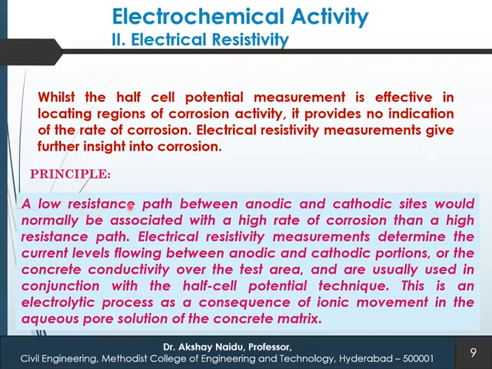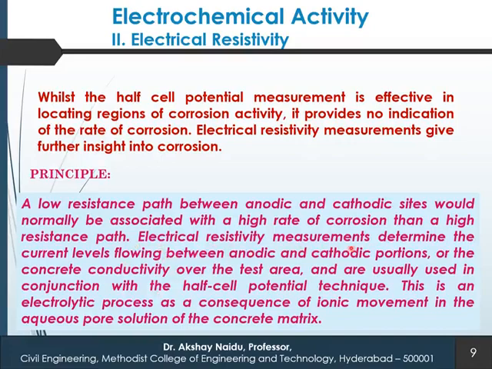This is the principle on which this electrical measurement technique works. A low resistant path between anodic and cathodic sites would normally be associated with a high rate of corrosion. Then a high resistant path. That means within the concrete, if the resistance between anodic and cathodic points is high, then corrosion is low. If resistance is low, then corrosion is high. Simple. So electrical resistivity, so resistance we have to measure.